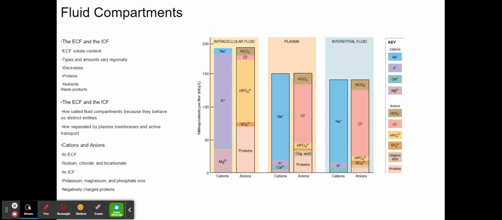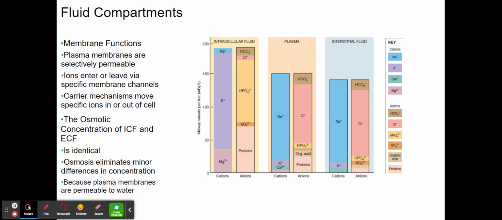The presence of a plasma membrane and active transport at the membrane surface enable cells to maintain internal environments with a composition that differs from their surroundings. The principal ions in the ECF are sodium, chloride, and bicarbonate. The ICF contains an abundance of potassium, magnesium, and phosphate ions, plus large amounts of negatively charged proteins. This image compares the ICF with the two major subdivisions of the ECF, or the plasma and the interstitial fluid.